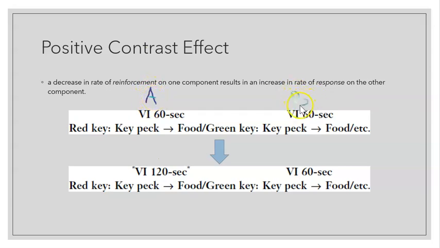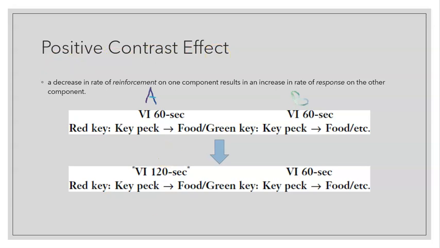Okay, so how you choose if it's positive or negative is you look at option A. Did the rate of reinforcement increase or decrease? And then how will that affect behavior of option B? Okay, so always assign A to whatever's changing and then B to your other option. And that's how you can figure out whether it's positive or negative contrast effect.